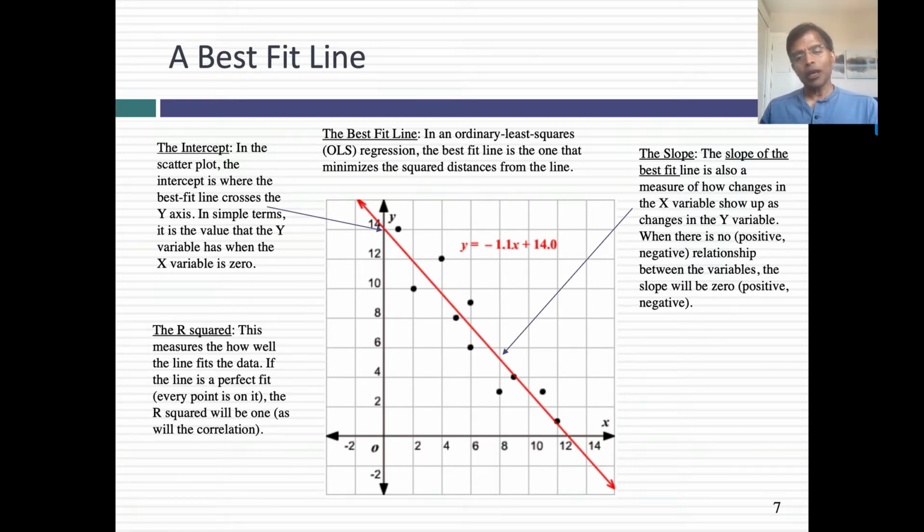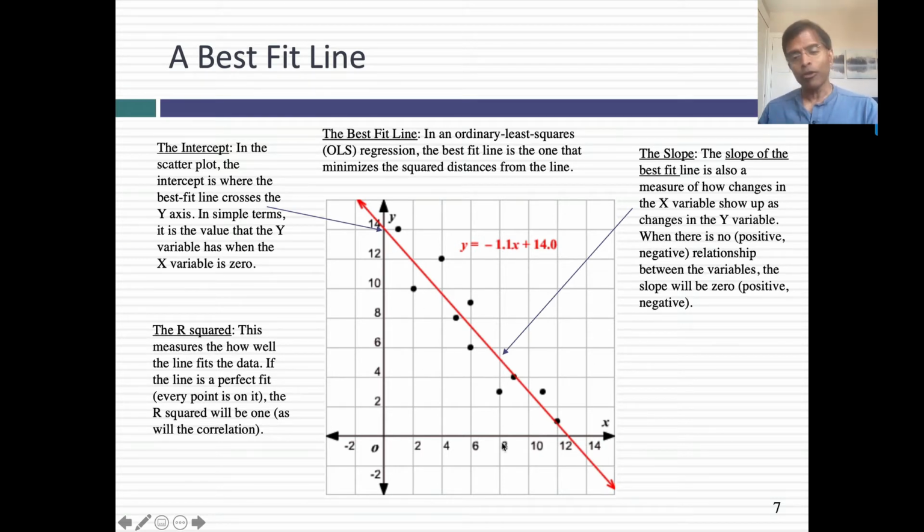The most common type of regression is called ordinary least squared regression, OLS. You're saying, what does that mean? In OLS regression, the way you fit a line is you look to minimize the square distances of the points from the line. Let me repeat that again. In ordinary least squared regression, you're trying to minimize the square distances.